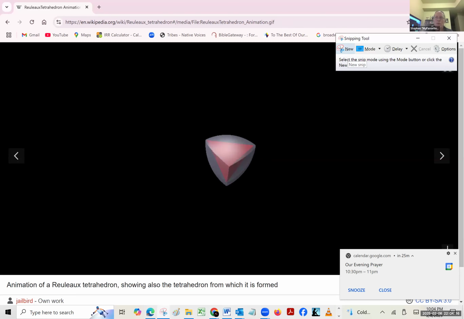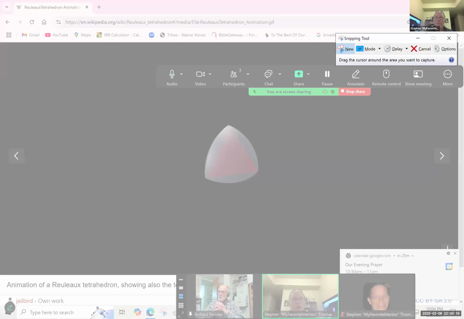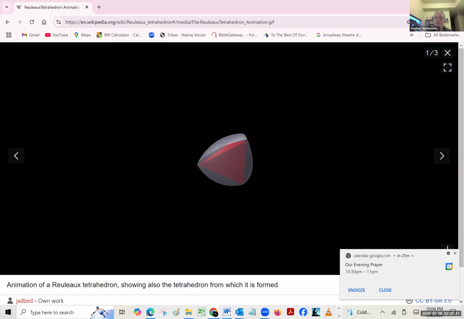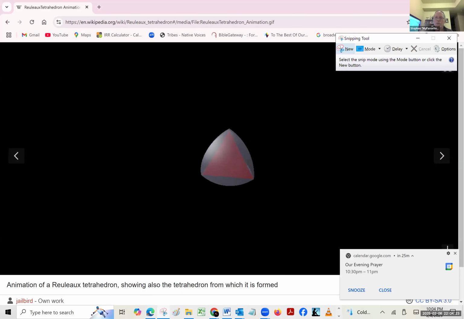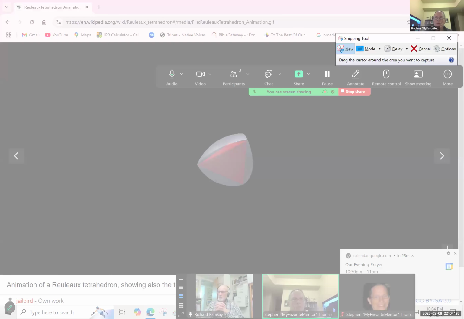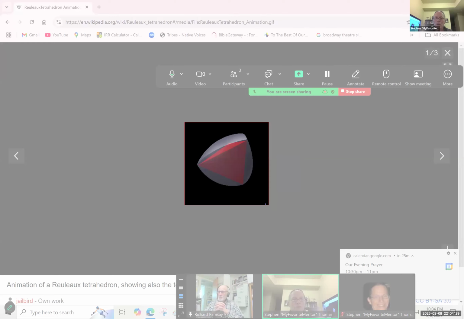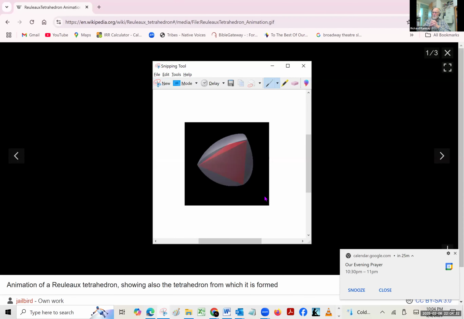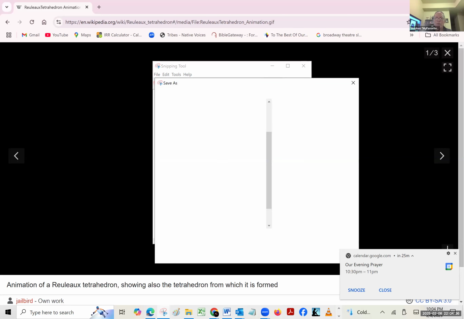I've got to catch this just at the right angle. I can't catch it where it's there. Oh, shoot, that was it. There we go. I'm going to capture this picture, and I'm going to call this Rouleau tetrahedron.